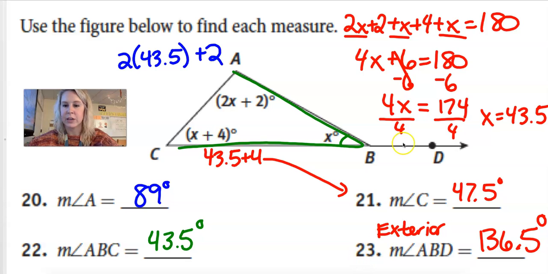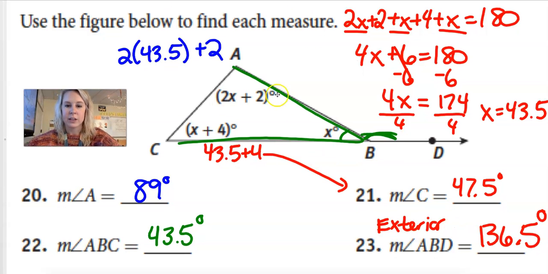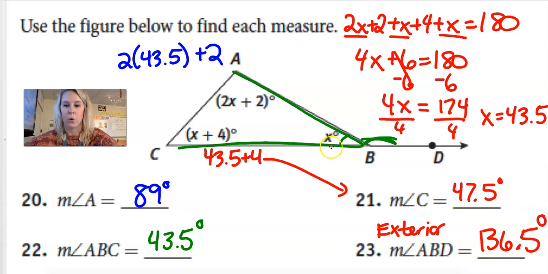And then 23 wanted A, B, D, which is this exterior angle. To find the exterior angle, you could have done two things. You could have added angle A and angle C together to get 136.5. Or you could have said, I know this interior angle is 43.5, and that's a linear pair. So 180 minus 43.5 gets you 136.5. Up to you, which is why I love geometry.